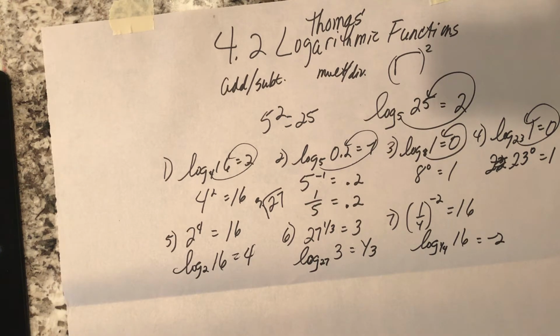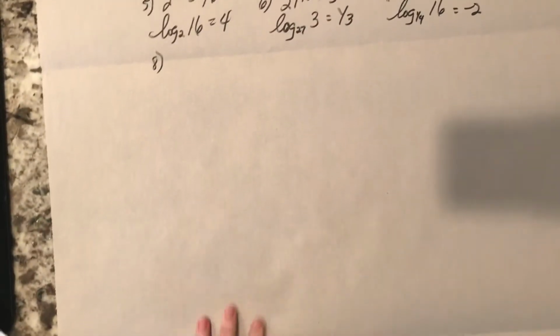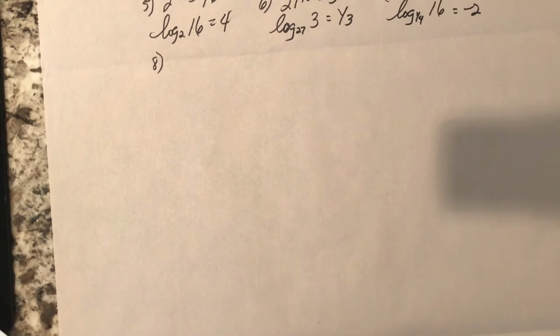All right, 8 through 10, we are evaluating. We're coming up with an answer for these. Let's see how I'm doing on the screen. Oh, just about. Let me scoot this down. Is that going to work? Yeah, it's perfect. Okay.